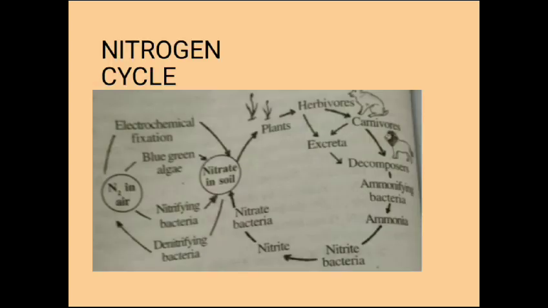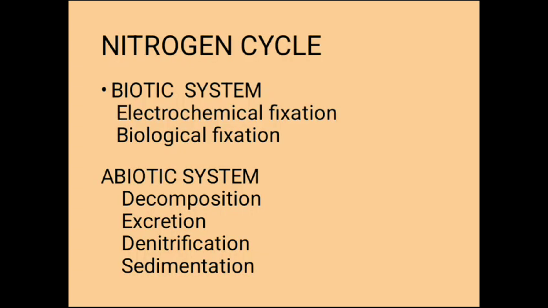Next one is the nitrogen cycle. In the nitrogen cycle, there are two main systems, abiotic and biotic. First, in biotic, there are two things, electrochemical fixation and biological fixation. In the first, electrochemical fixation, N2 is fixed by the action of lightning. Another one, biological fixation: here the N2 fixing organisms are bacteria. Examples: Acetobacter, Bacillus, Nitrosomonas, Nitrococcus and Nitrobacter.